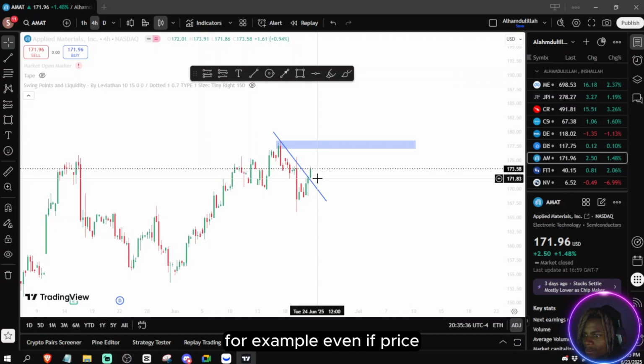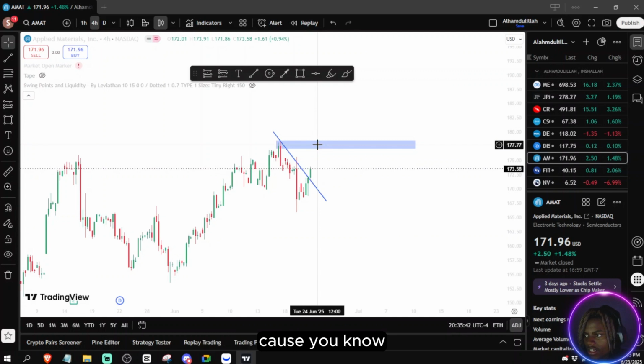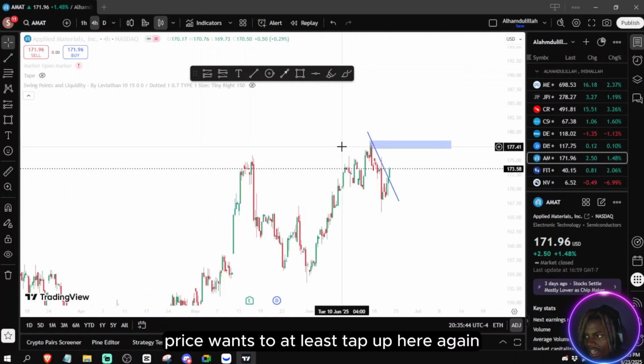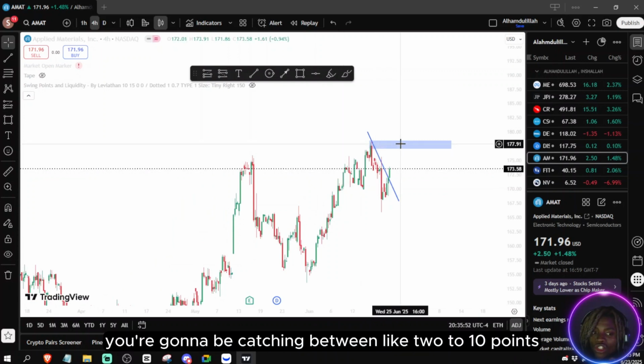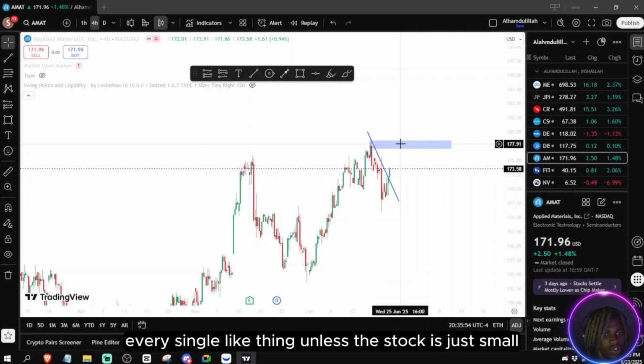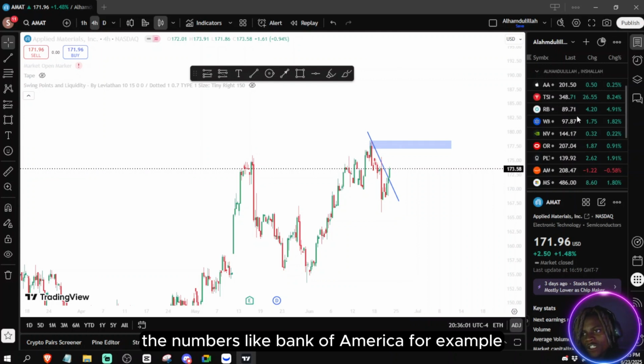Same thing with this, for example. Even if you just entered right here, you're okay. Final target up here, because you know price wants to at least tap up here again. It kind of has to before we can do anything. And this is going to be 4 points. So with all these trades, you're going to be catching between like 2 to 10 points every single time, unless the stock is just small. Then obviously it's less points because of the numbers, like Bank of America, for example.